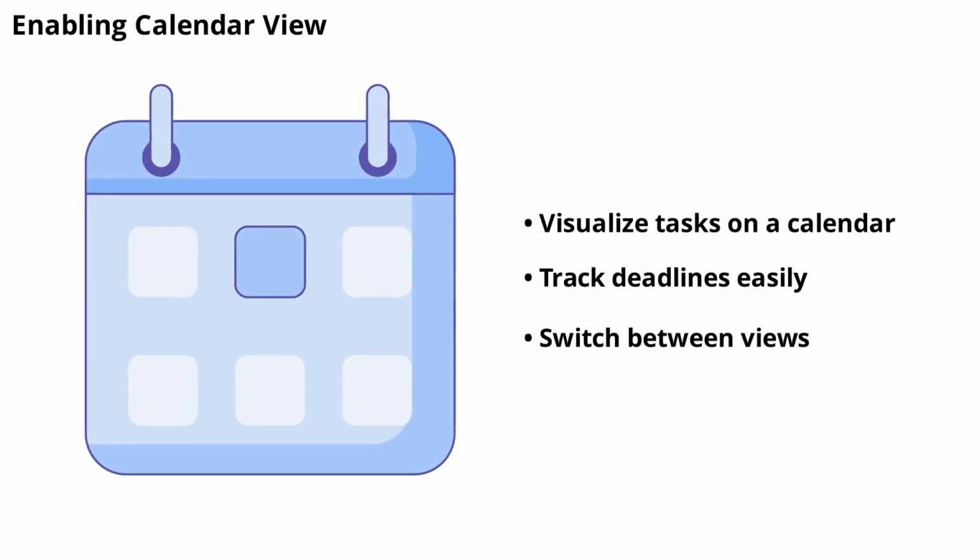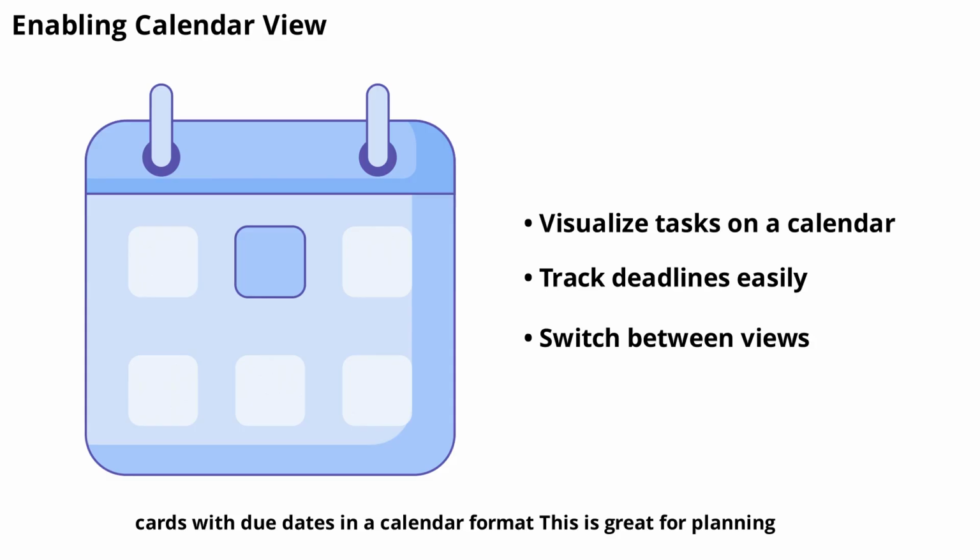The Calendar Power-up lets you see all your cards with due dates in a calendar format. This is great for planning and tracking deadlines across your projects. To enable it, go to the Power-ups menu, search for Calendar, and add it to your board. Now, you can switch between board and calendar views anytime.